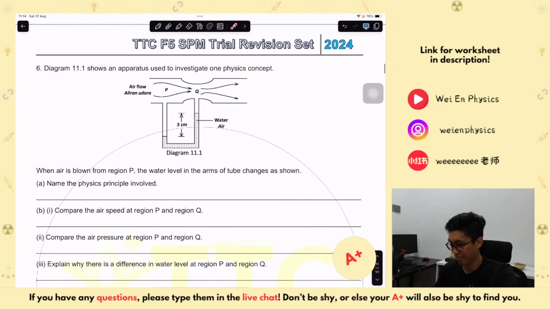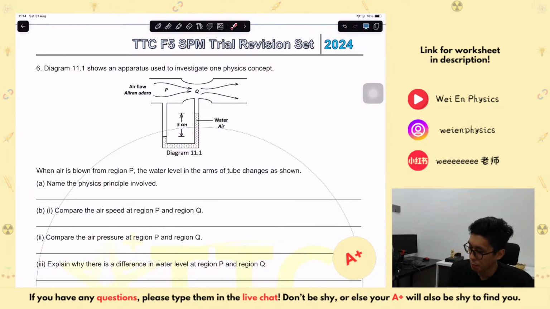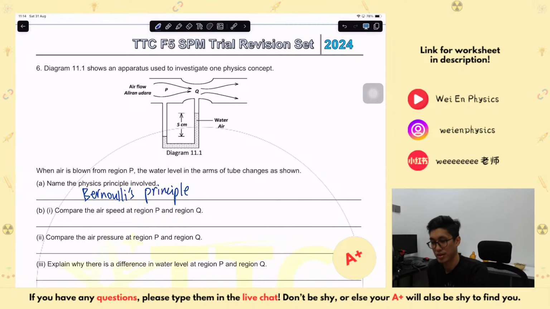Now, this picture, once you see it, you should know this is Bernoulli's principle. Now, what does Bernoulli's principle say? Never mind, later we will talk about that.